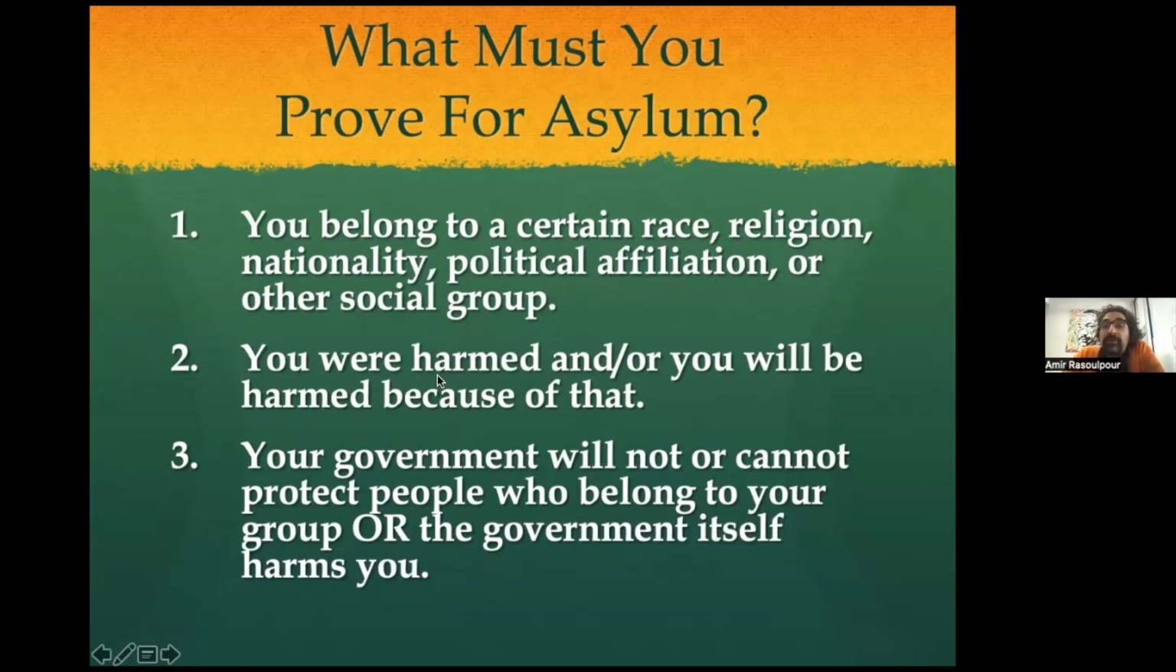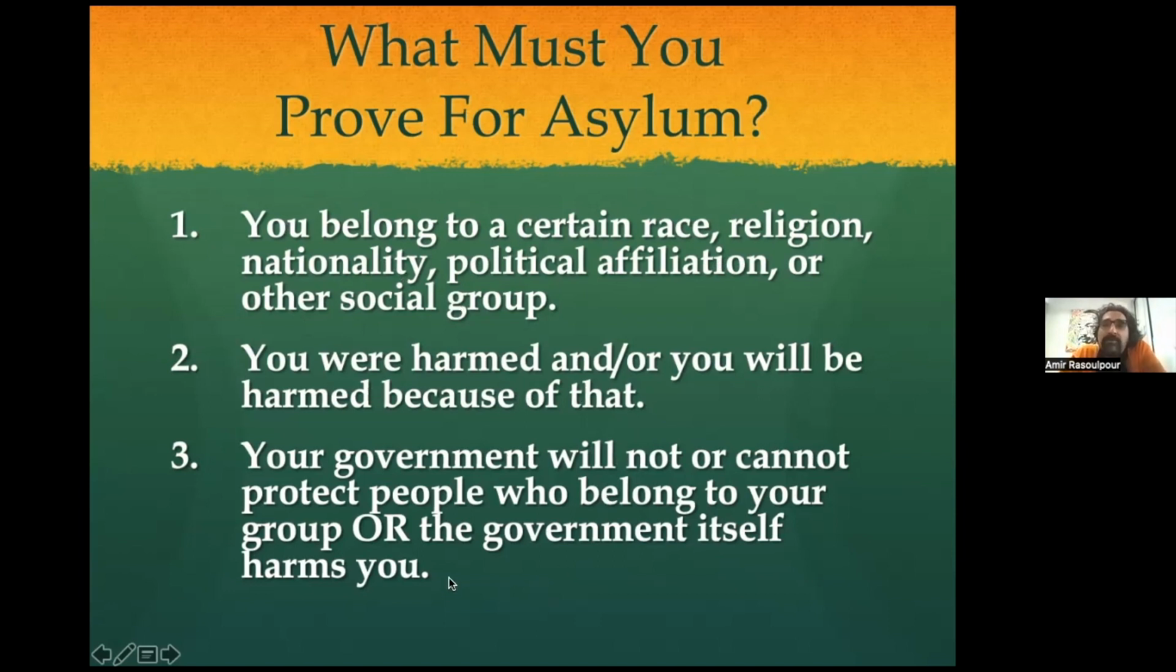You have to prove that you were harmed in the past, and or that you will be harmed. So maybe you were harmed and you are also going to be harmed, or maybe you were not harmed in the past, but now something happened and you will be harmed in the future. So you need to explain what that harm is, and that you're going to be harmed because of that. And when I say that, I mean your race, religion, nationality, political affiliation, or another social group. And that's really the bulk of asylum.